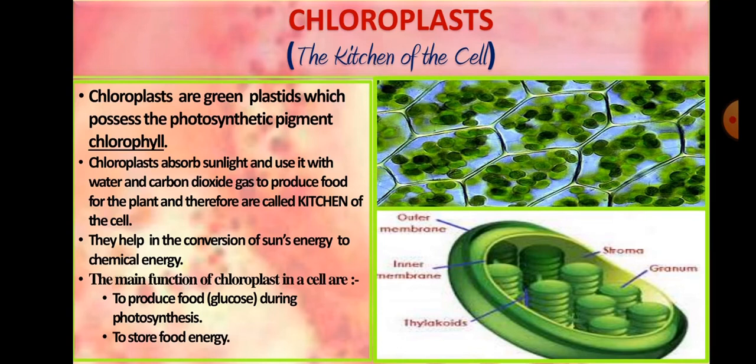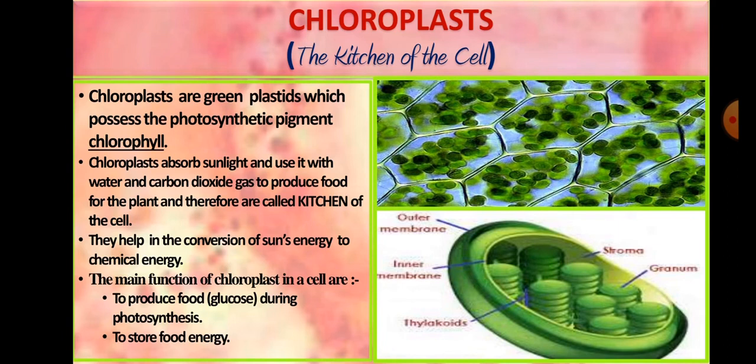This stack is called the granum, and these single coin-like structures, along with the pipe-like connecting structures which connect one stack to another stack, are called thylakoids. Thylakoids are the structures that contain chlorophyll that help in the process of photosynthesis. Now, around these is present a liquid or a semi-fluid substance called stroma. So this forms the whole structure of the chloroplast.